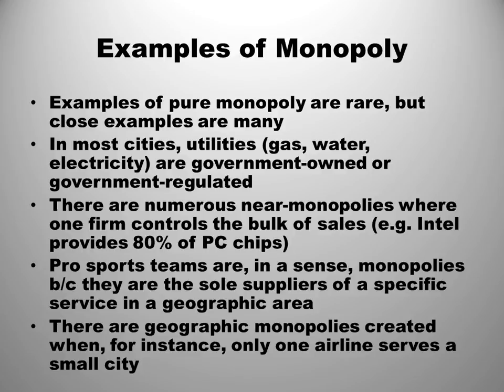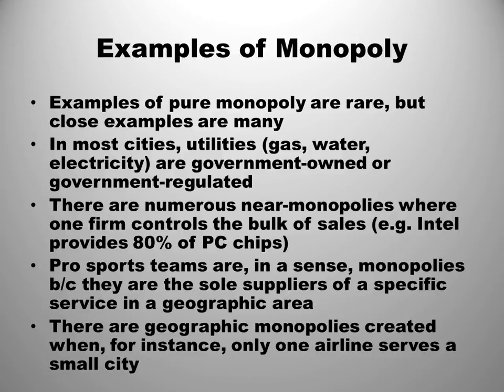There are numerous near monopolies where one firm controls the bulk of sales. Intel, at one point, controlled about 80% of the PC chips in the world. This is not true anymore, but I recall years ago, Microsoft had about 90% of the share of small computer operating systems. Pro sports teams are, in a sense, monopolies because they're the sole suppliers of a specific sport or service in a geographic area.